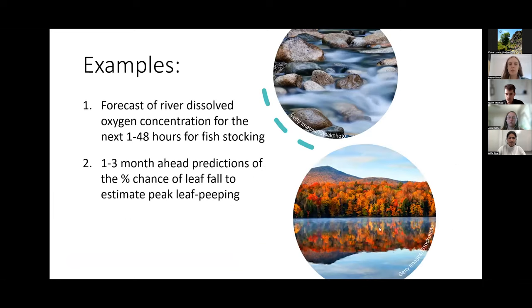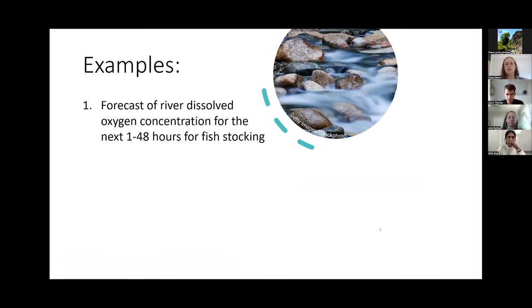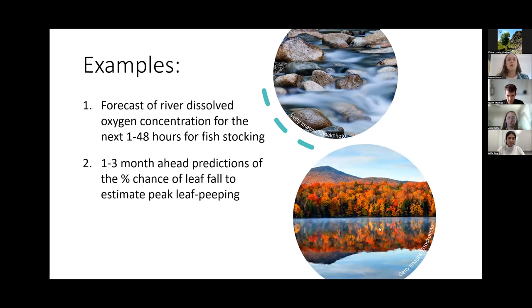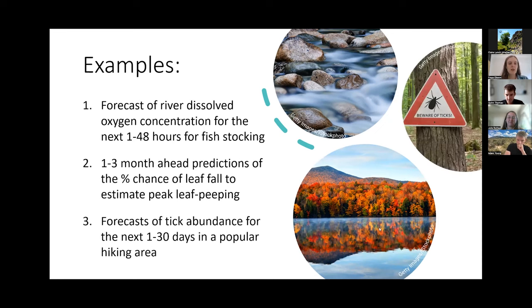To give you some examples of what I'm talking about, you might have a forecast of dissolved oxygen concentration for the next 1 to 48 hours if you're planning to stock a river with fish, for example. You don't want them all suddenly dying if the oxygen concentration is going to rapidly drop. You might produce a forecast of the percent chance of leaf fall to estimate when the optimal time is to go leaf peeping. I can say it was probably about 2 weeks ago in Virginia, but potentially 3 months ago, it would have been useful if you wanted to plan a trip. Or if you're planning on going hiking, you want to know what the potential tick abundance is going to be so that you can estimate the likelihood of interaction with these species.